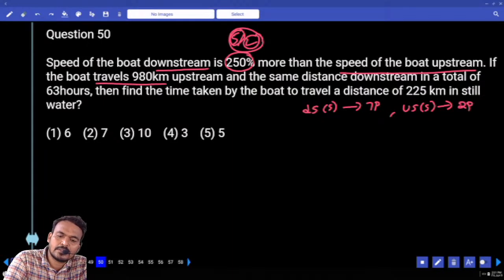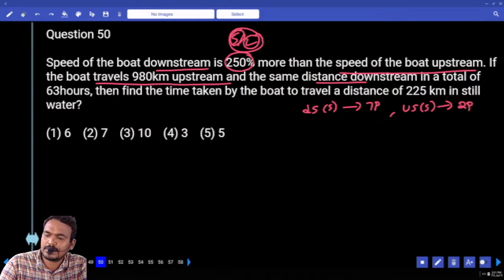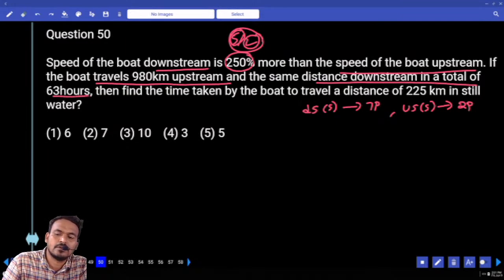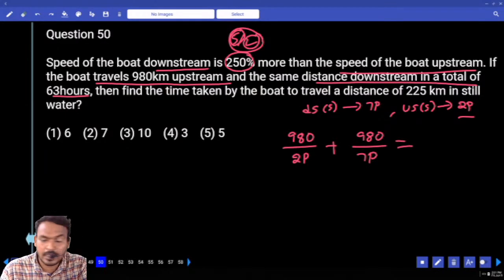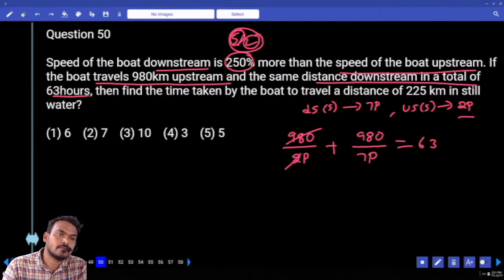And the boat travels 980 kilometers upstream and the same distance downstream in a total of how many hours? 63 hours. 980 kilometers upstream means we divide 980 by 2 parts. 980 kilometers downstream means we divide 980 by 7 parts. Adding these two, we get the total time. What is the total time? 63 hours. 2 how many times? 490. 7 how many times? 140. 490 plus 140 is 630.